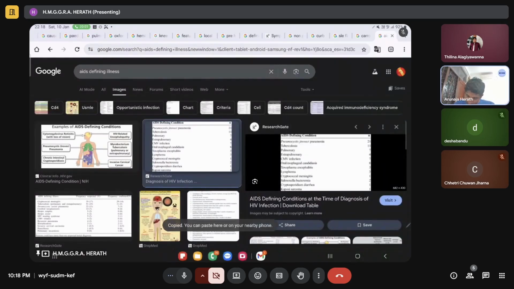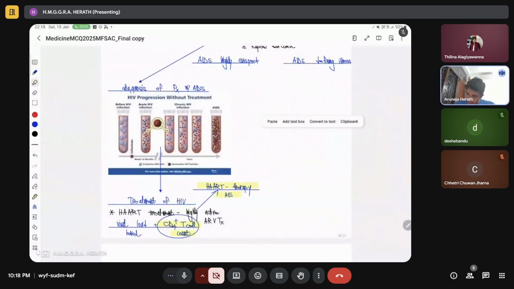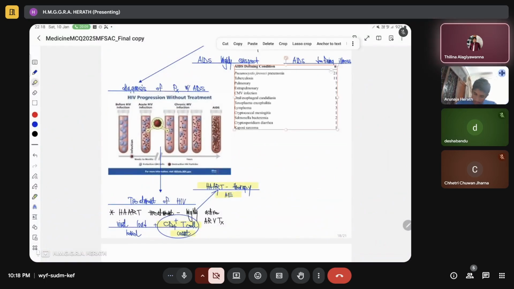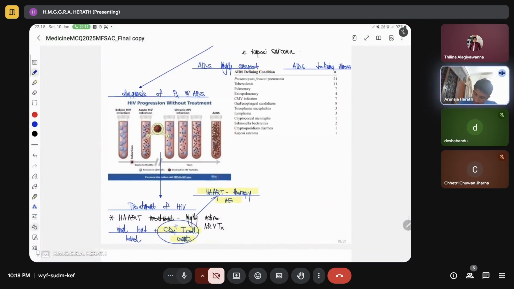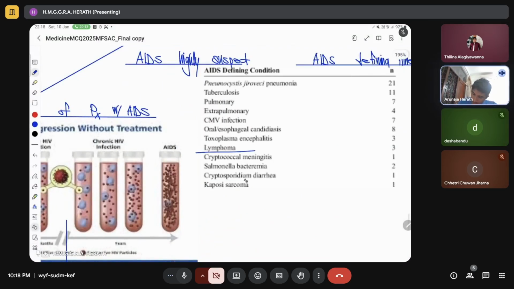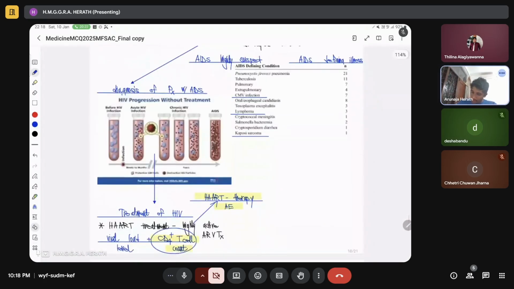So it doesn't mean that these patients have AIDS, but there is a very high likelihood that patients with these infections, and not only infections, you can see that certain types of cancers are also here, right? And when these things are there, you need to suspect AIDS, right? So we'll see.